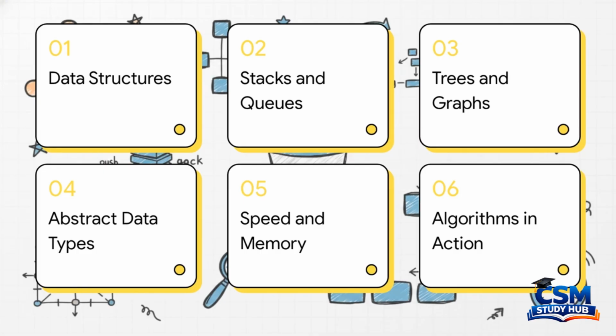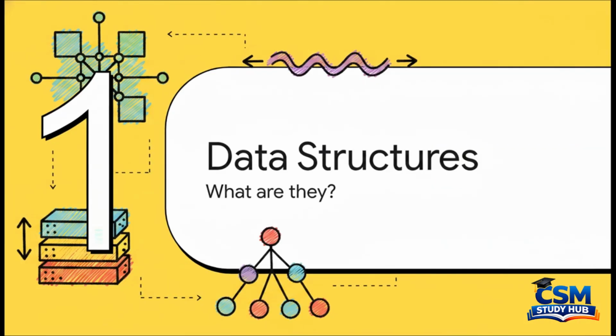First, what are data structures? Then, we'll hit linear structures like stacks and queues, followed by nonlinear ones, trees and graphs. Fourth, we'll look at ADTs using a TV remote analogy. Fifth, we'll measure speed and memory. And finally, algorithms in action. Let's get into it. Section 1.